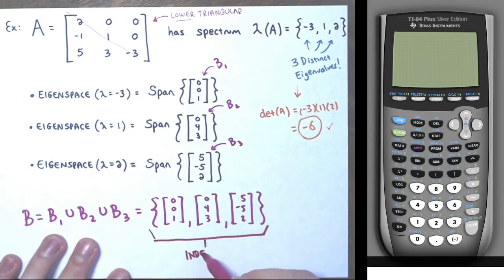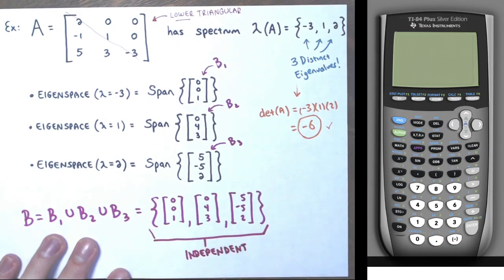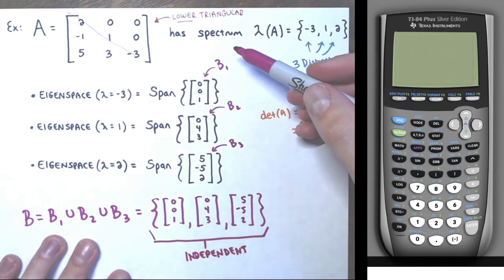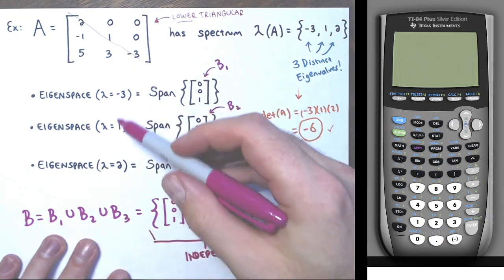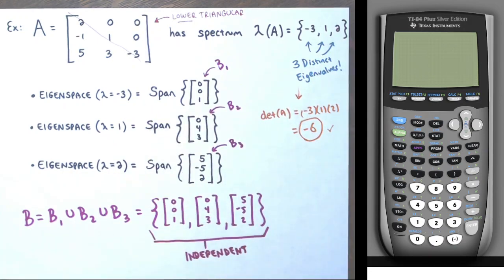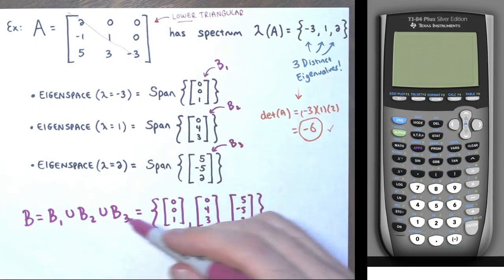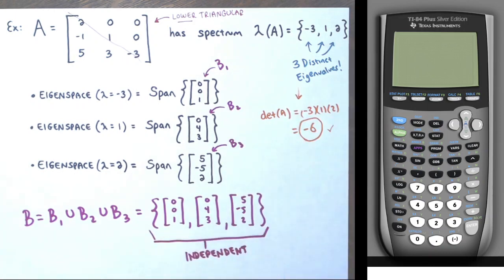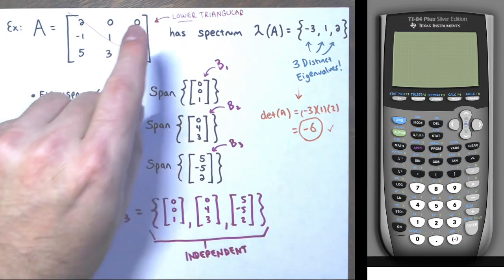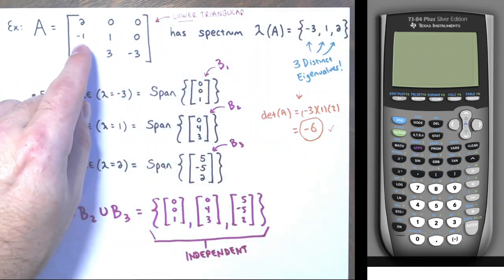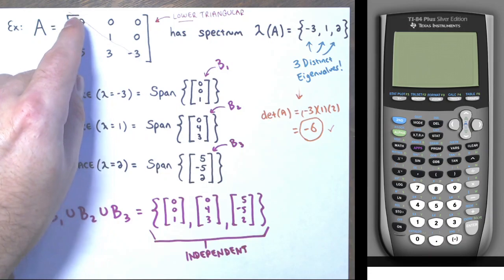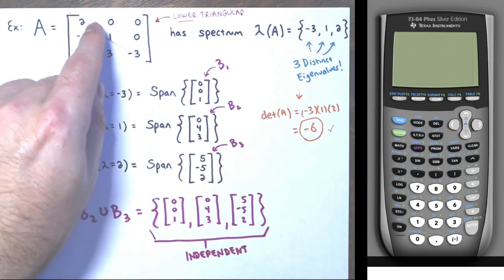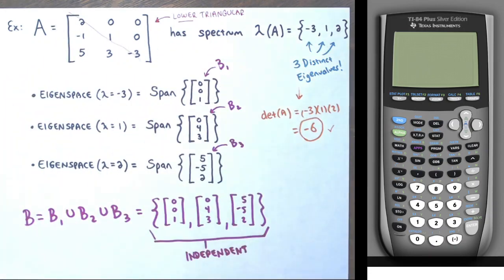And again, I shouldn't have had to check that. If statement 3 is really true, then the union of the bases of these eigenspaces for the eigenvalues of matrix A should be a set of linearly independent vectors. I've already applied statement 4. It's a triangular matrix, so the entries on the main diagonal are the eigenvalues. Cool.